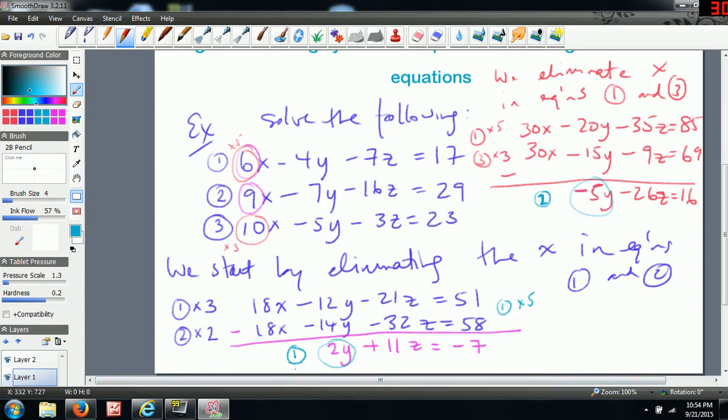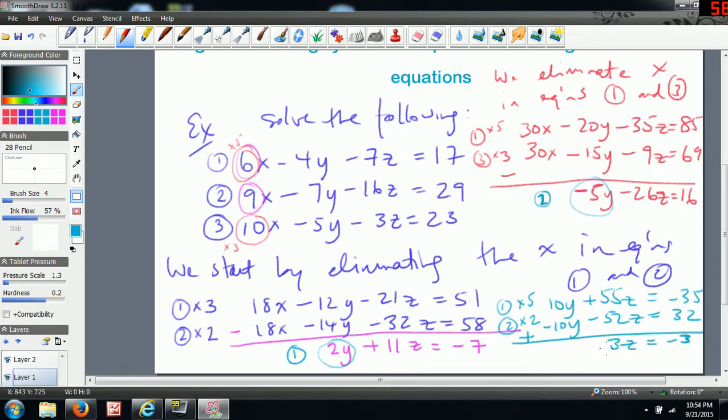So we multiply this one by 5, and that gives us 10y plus 55z equals negative 35. And we take equation 2 and multiply it by 2, and we get negative 10y minus 52z equals 32. Because they're opposites, if you just add them, that will eliminate your y, and you'll end up with 3z equals negative 3.